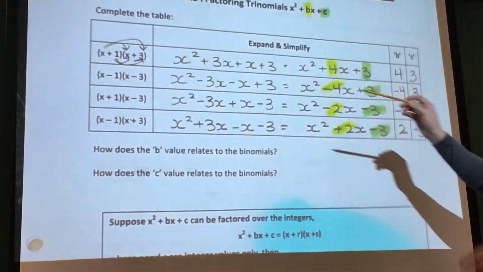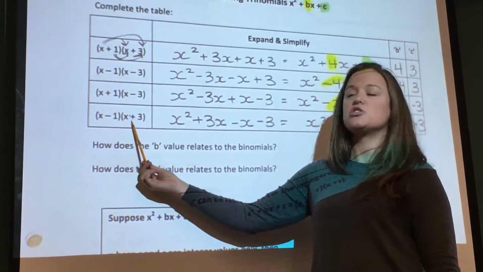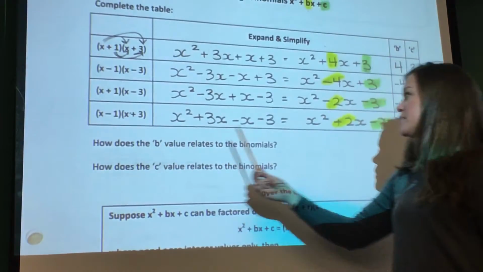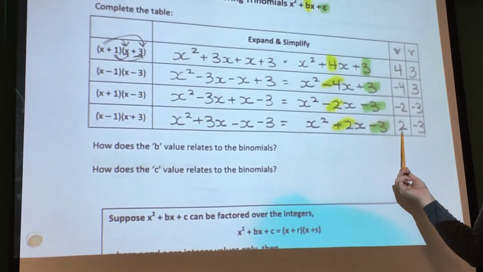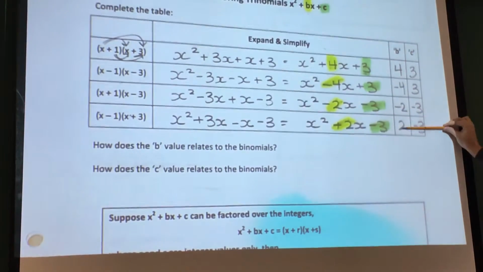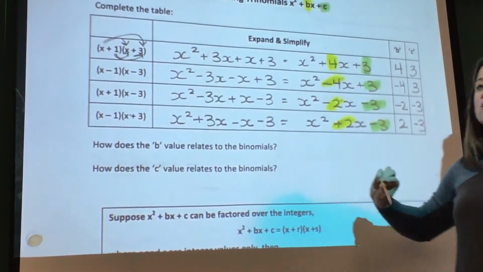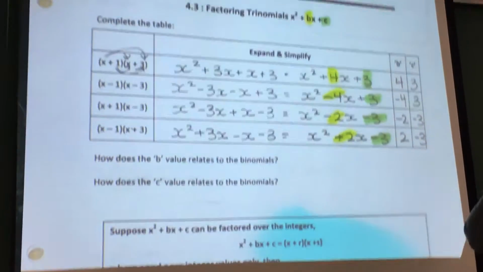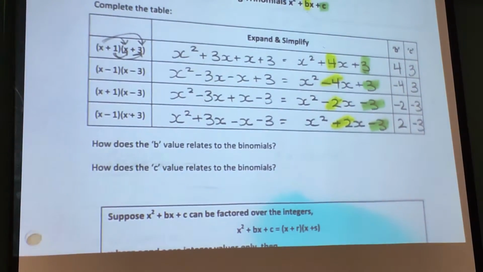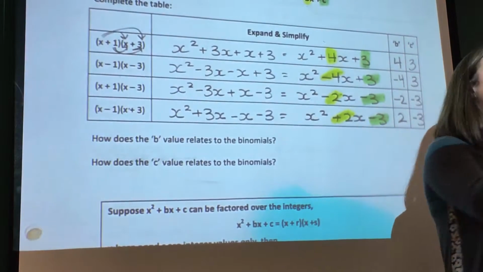Think about it. So look at your 2 binomials here, okay? Is there any way that you can see that becoming that? It's asking how it relates to the b value. This is your b value. So take a look at these 2 binomials. How do you think you get there? Correct, adding them. Very good. So he noticed, but adding what?